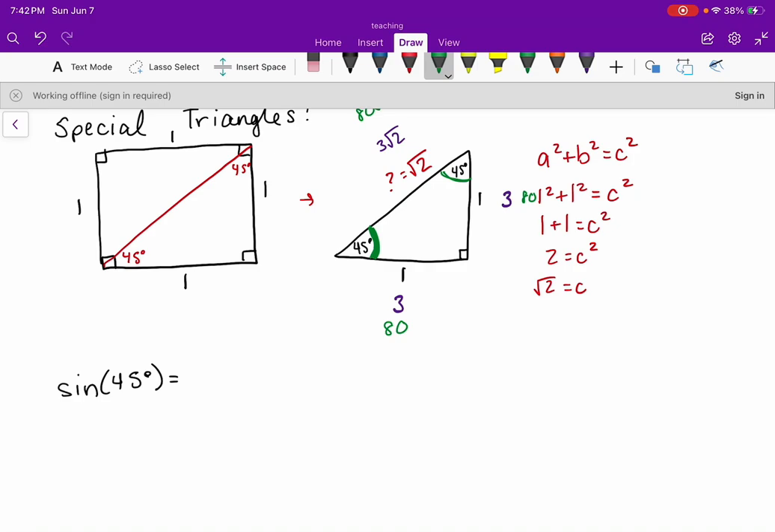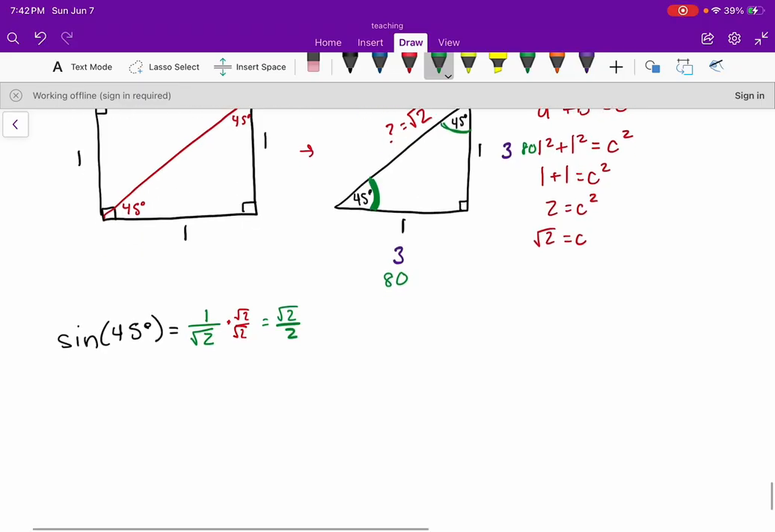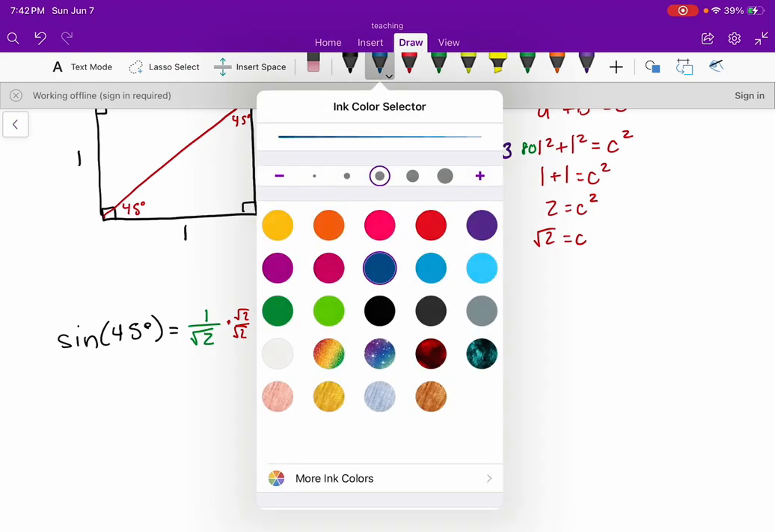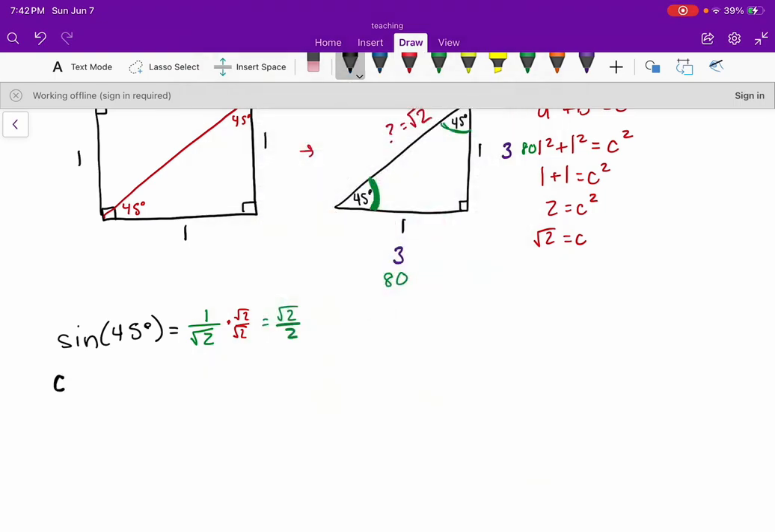So sine of 45 degrees. Sine of 45 would be my opposite over my hypotenuse. So that'll be 1 over square root 2. Rationalized, this is the same as square root 2 over 2. Okay. Great. Now let's do cosine of 45 degrees.